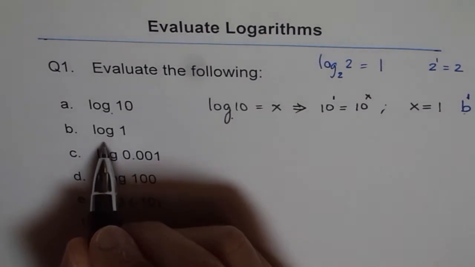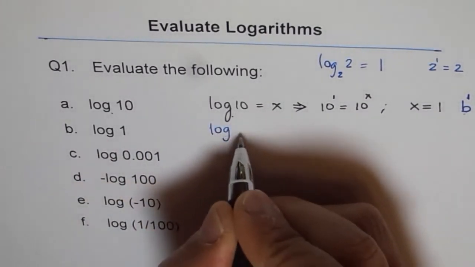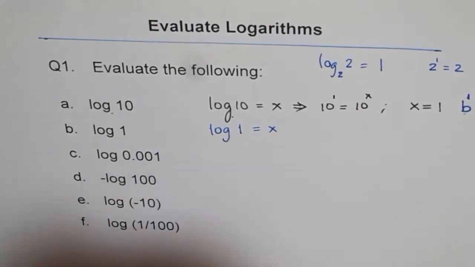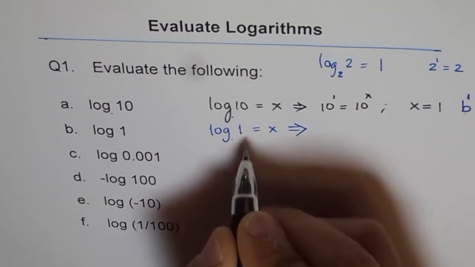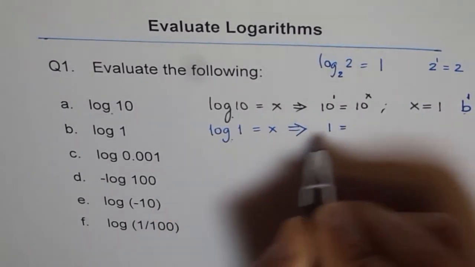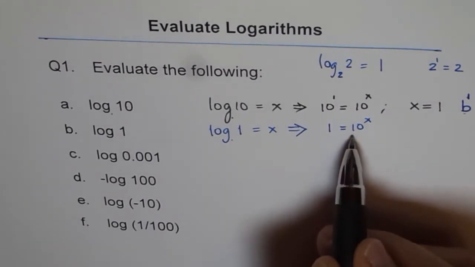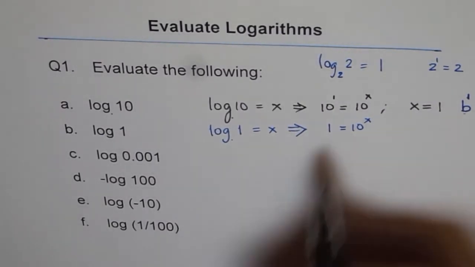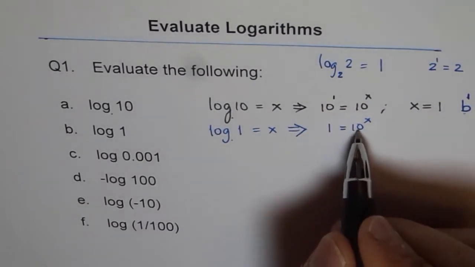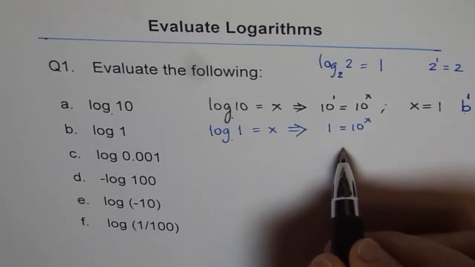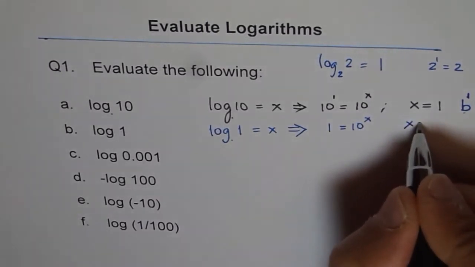Now the second one. The second one for us is log 1. So we can write this as log 1 equals x. We don't know what this is, correct? But we know this is base 10. So this implies that 1 is equal to 10 to the power of x, right? So that is the exponential form of logarithms, by definition. Now 1 is equal to 10 to the power of x. What should be x, so that 10 to the power of that number is 1? The only number which satisfies this is 0.